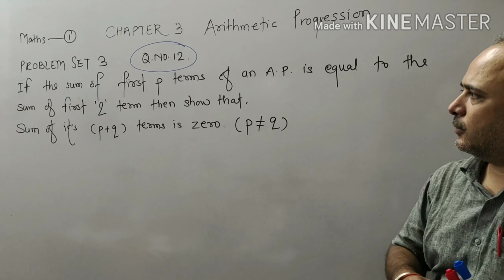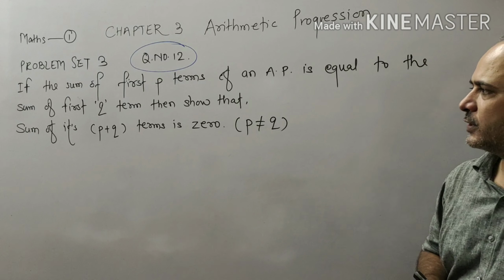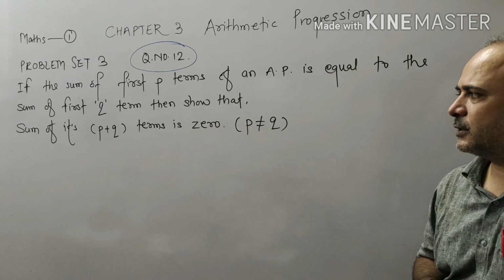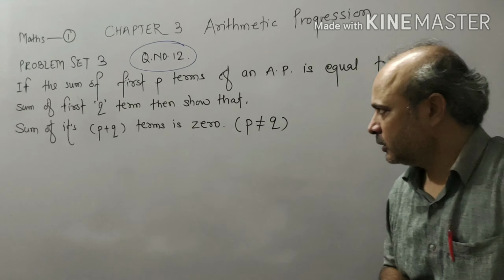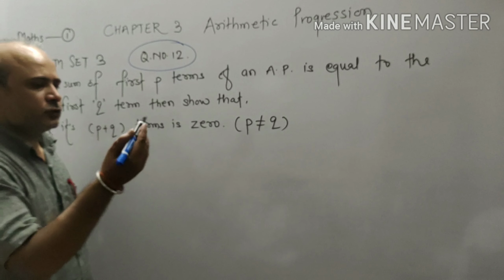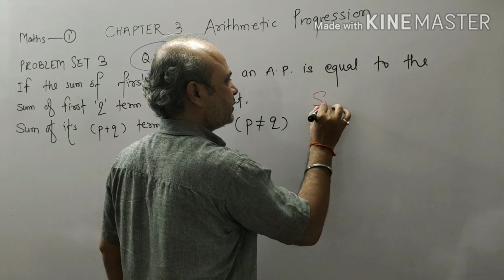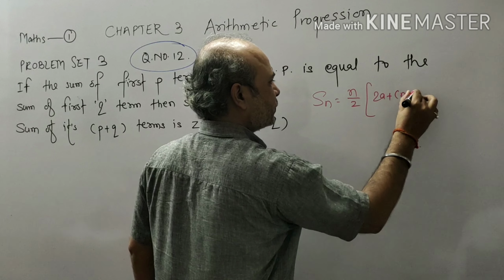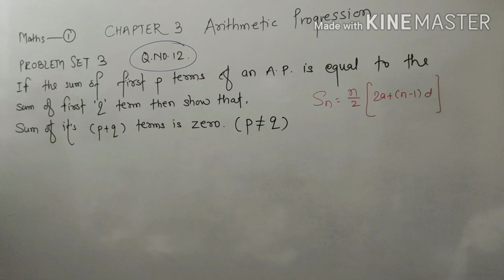The question is, if the sum of the first p terms of an AP is equal to the sum of the first q terms, then show that the sum of its p plus q terms is 0, provided p is not equal to q. Student, you know very well how to find the sum of n terms. To find the sum of n terms, you use the formula Sn is equal to n by 2 into (2a plus (n minus 1) into d). Clear? This is the formula for the sum of n terms.